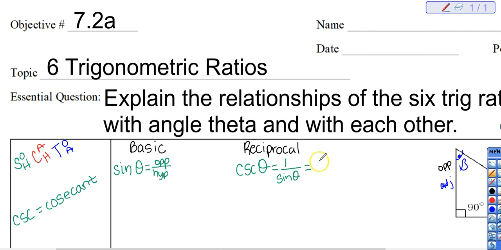So let's do a little bit of a conversion here. That means it's 1 over sine of theta, which is opposite over hypotenuse. But that made it even worse because now we have a complex fraction. So I'm going to keep, change, flip: 1 times hypotenuse over opposite. Look at that. Reciprocal functions. Instead of opposite over hypotenuse, you have hypotenuse over opposite. So that is how they're related. They're reciprocals of each other. So if I want cosecant, I want the hypotenuse in the numerator and the opposite side in the denominator.